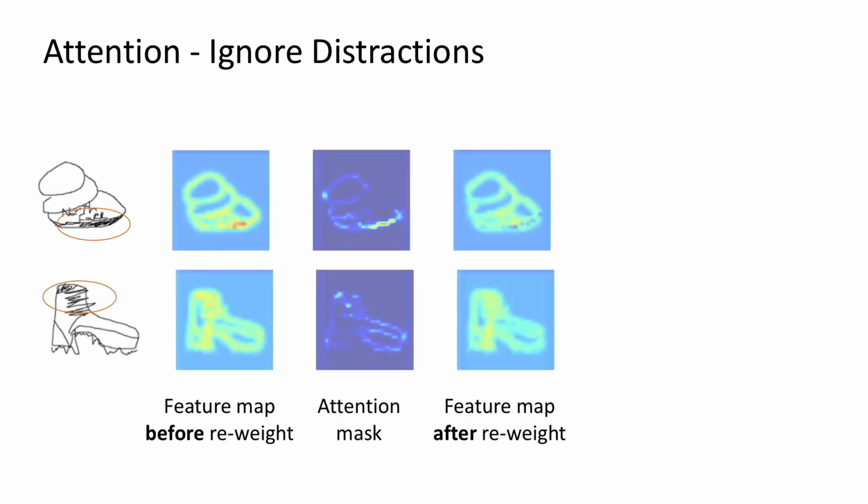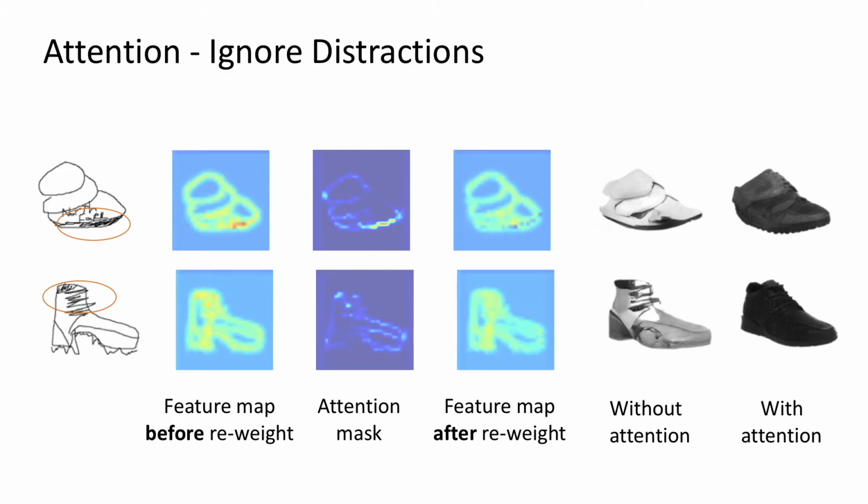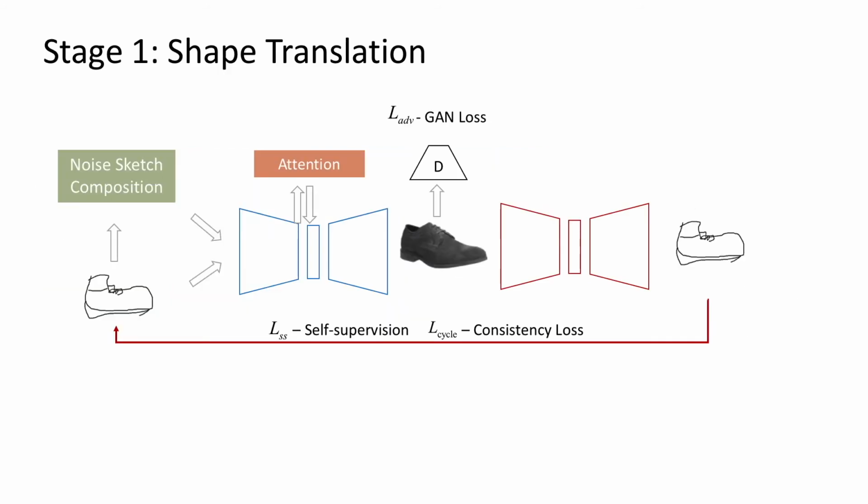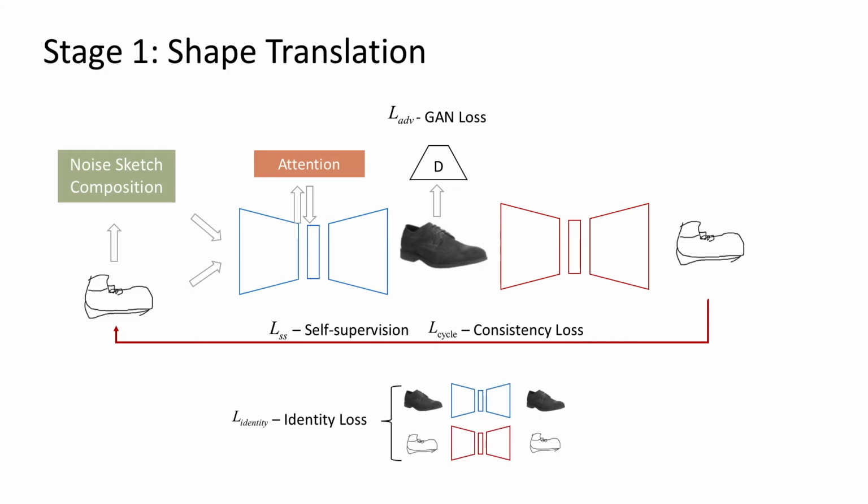In addition to the self-supervised objective, we also introduce an attention module to identify distracting strokes. Since most areas of a sketch are blank, the activation is stronger in dense stroke regions. We can thus locate and suppress the activation there accordingly. Once the feature activation of distracting region is weakened, the model can generate much better results. The total loss at stage 1 thus includes adversary loss, the self-supervision loss, the consistency loss, and the identity loss.